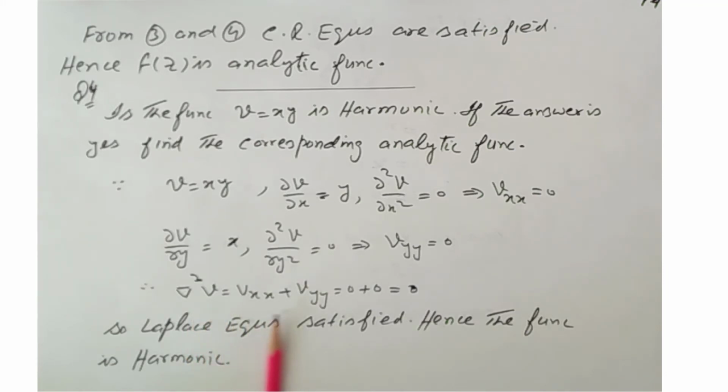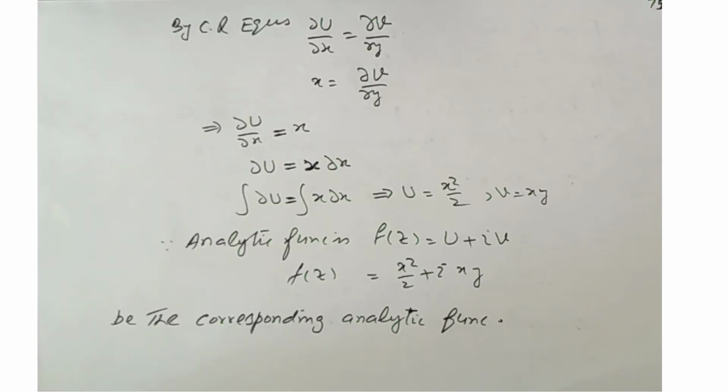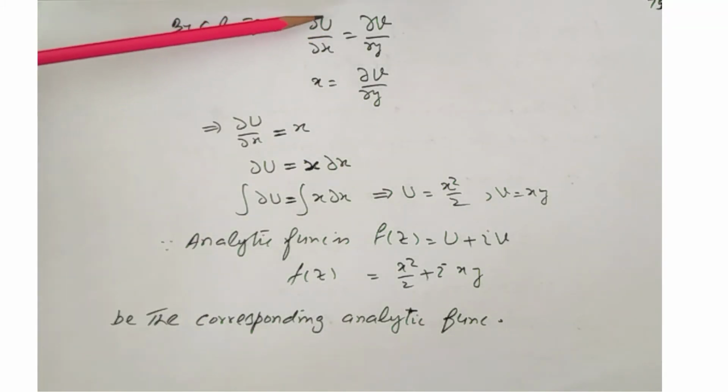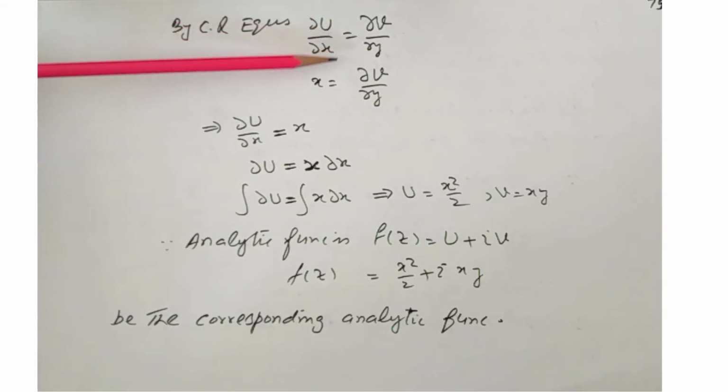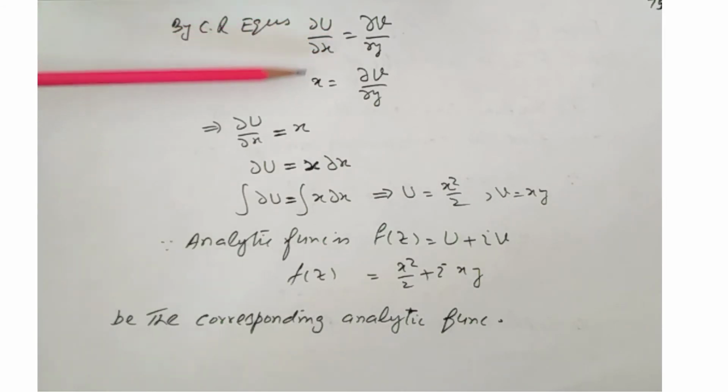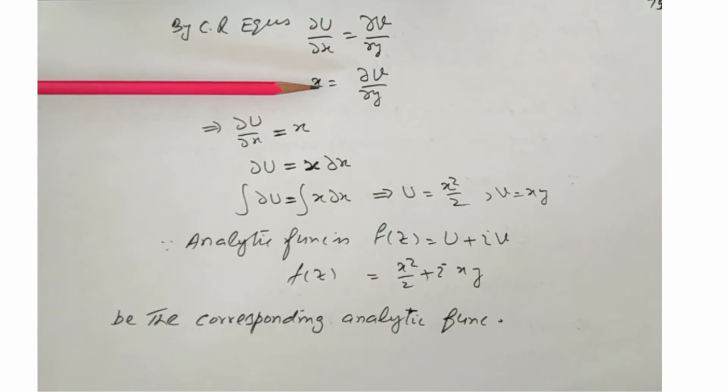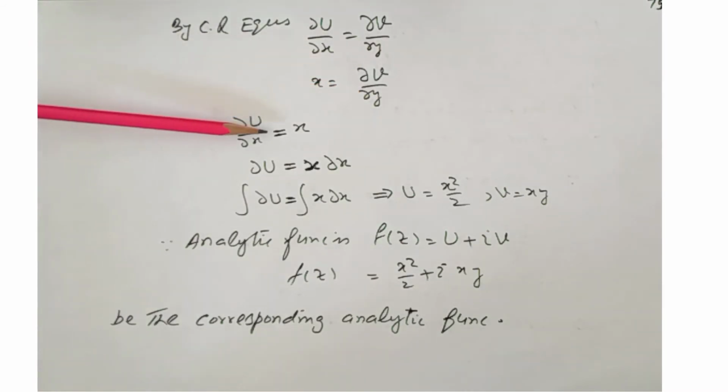This is the Laplace equation. If here is u, we write it here u double x plus u double y, and that becomes also 0. Now by the Cauchy-Riemann equation, partial u over partial x equals partial v over partial y. The value of partial v over partial y is x, so partial u over partial x equals x. We can write it in this form.